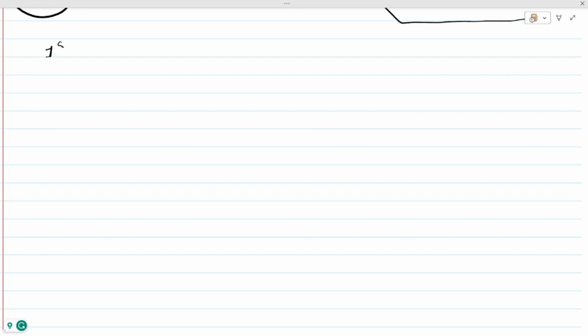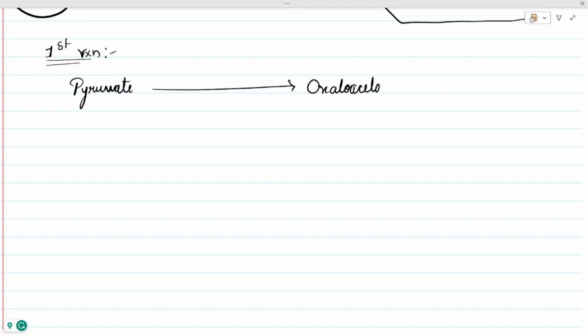Let's look at the first irreversible reaction. In the first irreversible reaction, we have pyruvate getting converted into oxaloacetate. It requires ATP, as we have discussed earlier, and inorganic phosphate is released. Now, it also requires a cofactor, that is biotin. As of now, remember this reaction. I will add one more component later.